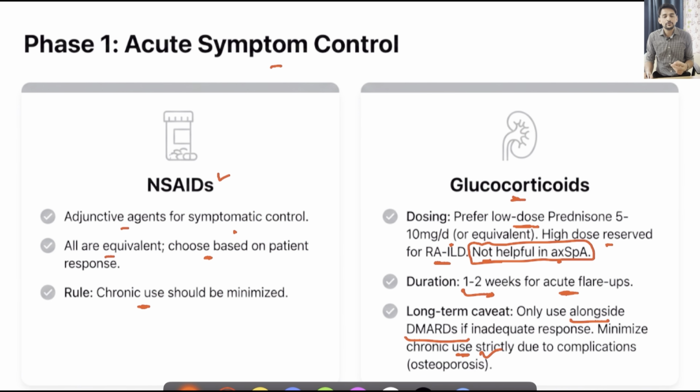So steroids mainly indicated for 3 situations. One is for acute flare-up. Second one is till the action of DMARDs sets in, we can take the help. Otherwise, we have started DMARDs, but there is quite inadequate response. To fill that gap, we can use steroids, and it should be always low dose steroids.